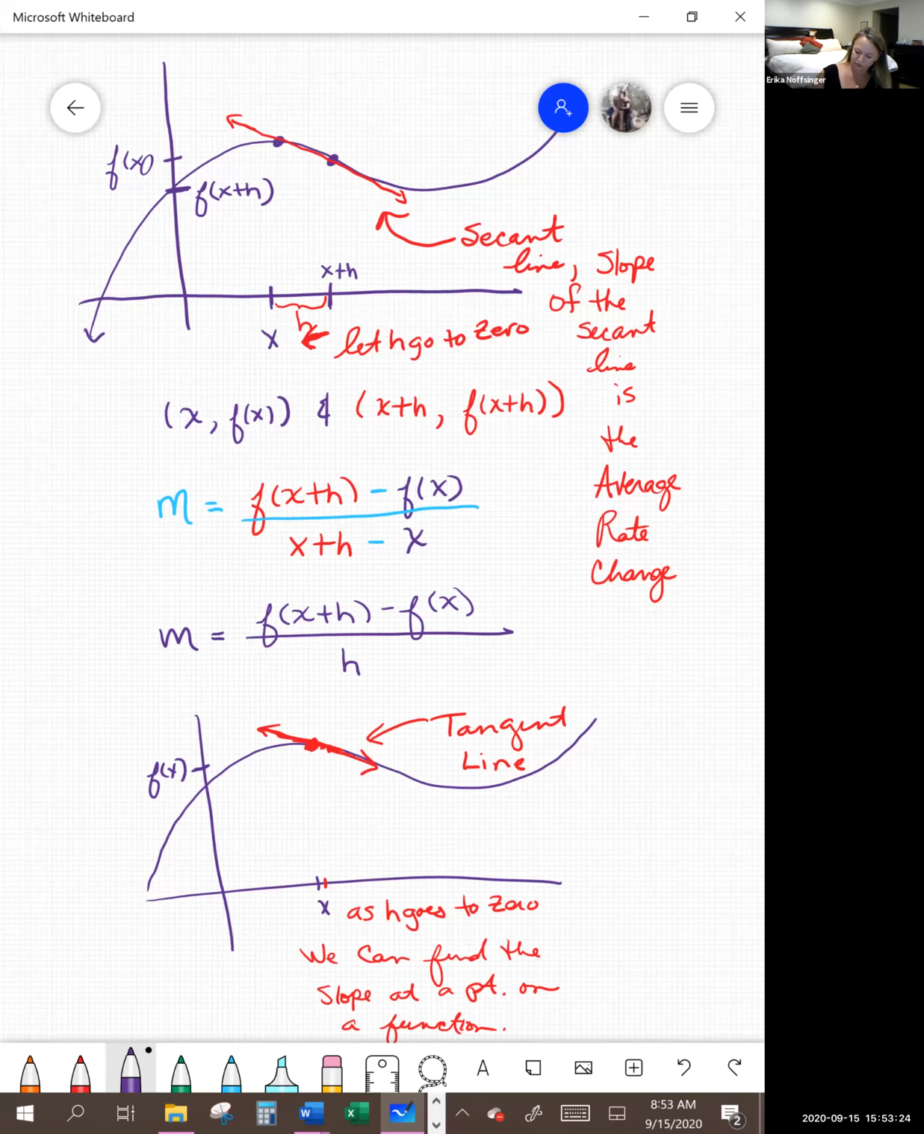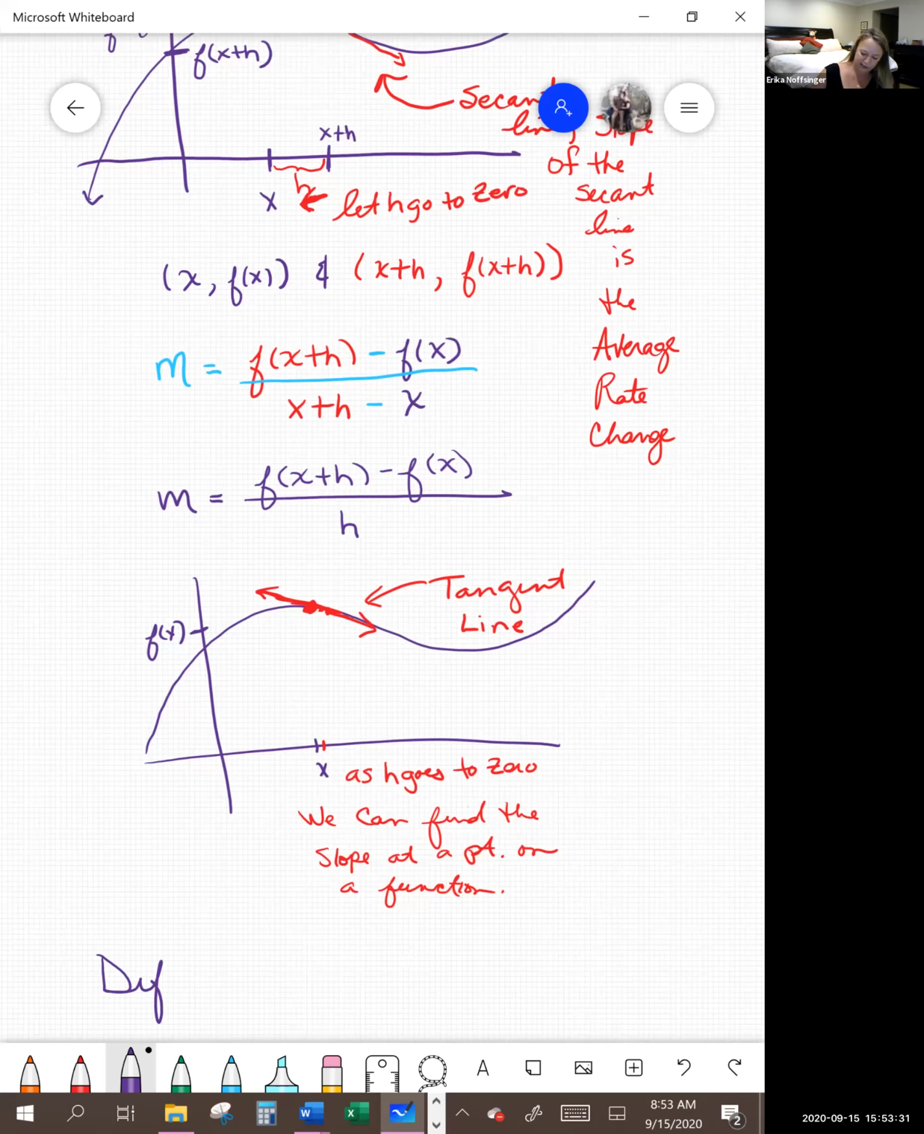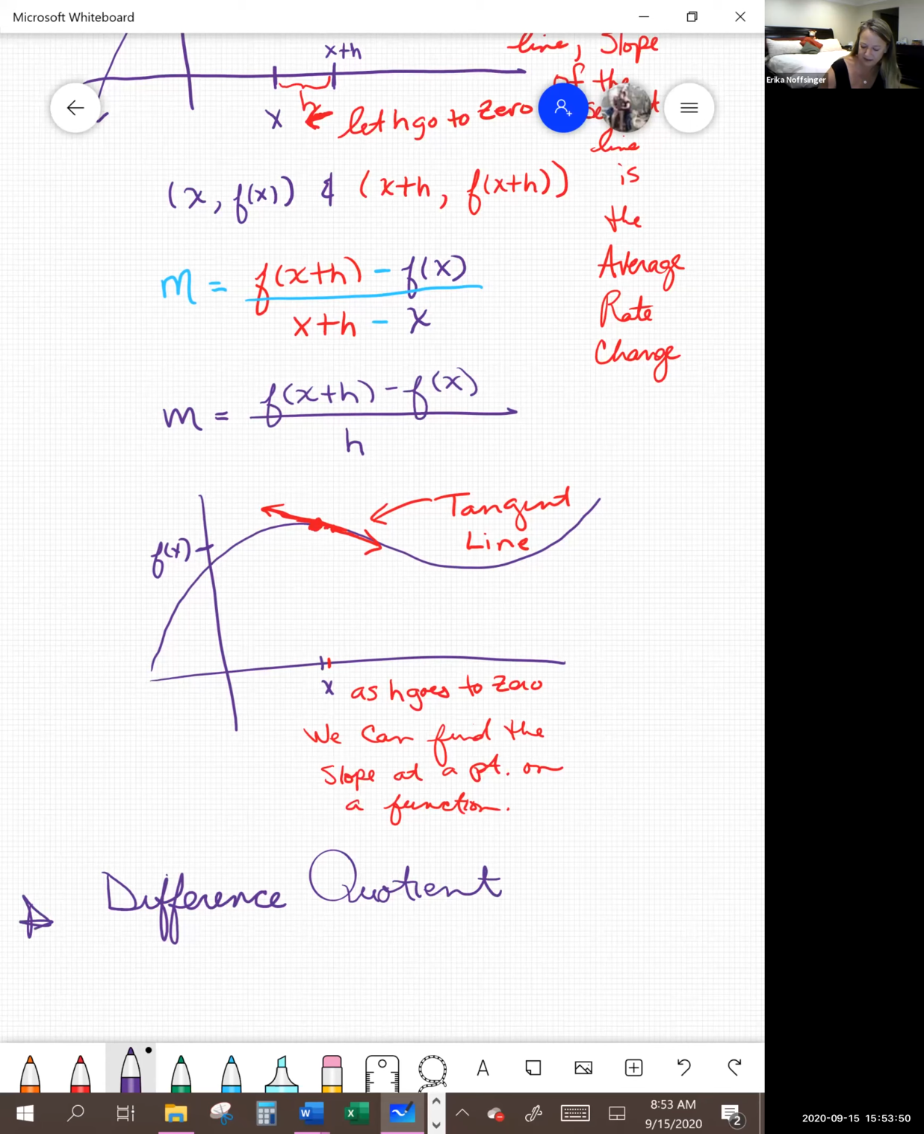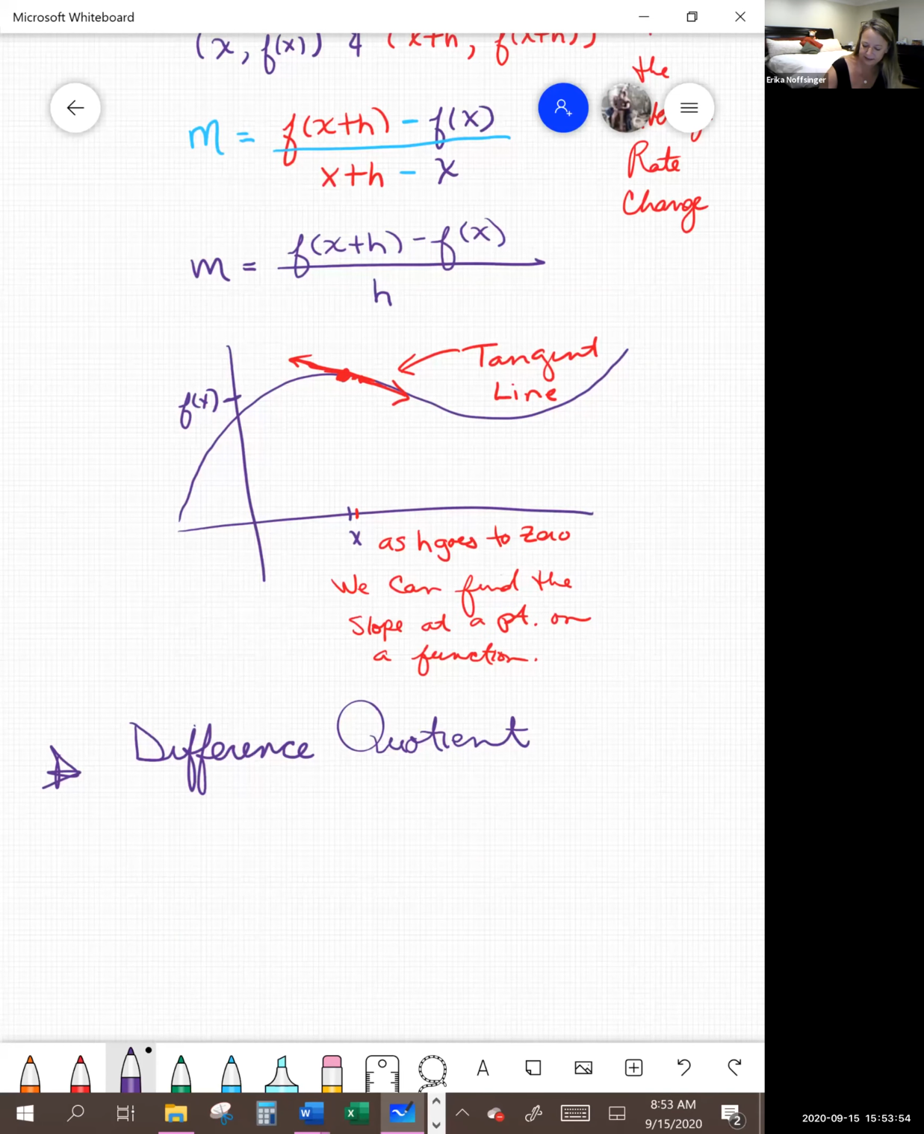So I may have my calculus students today rewatch this portion if they're struggling with the difference quotient, because we're going over derivatives right now. The formal definition is a main thing again: f of x plus h minus f of x.